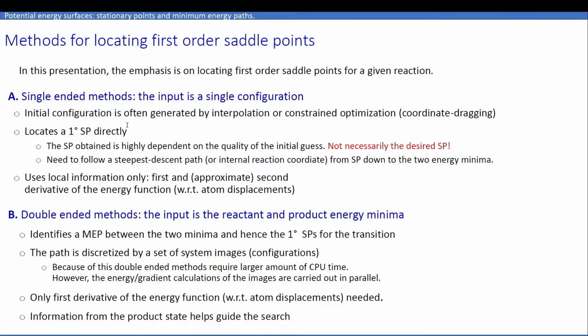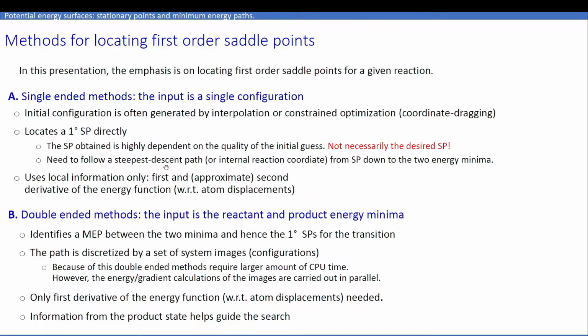Single-ended methods tend to converge accurately to a first order saddle point, but the saddle point that they find is highly dependent on the initial guess. So what you need to do is follow a steepest descent path down from the saddle point to the two energy minima. Single-ended methods use both the first derivative and some information, usually about the second derivative of the energy function or the Hessian matrix.